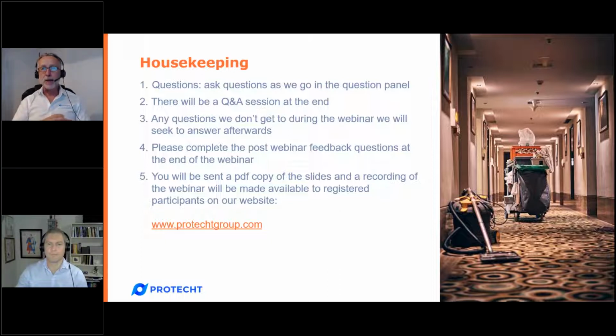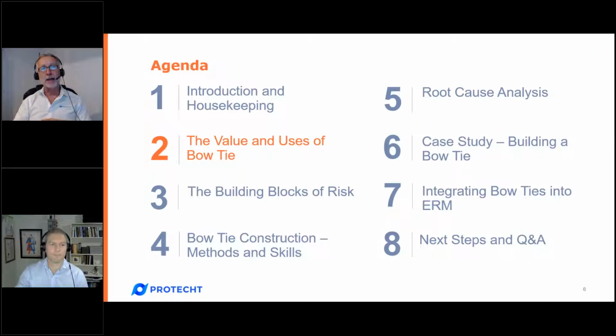So that's the housekeeping out of the way, we can get into the body of the presentation, or the beginning part of the art class. And I always think that anything to do with risk management, we need to be asking really four questions: why, what, how, and who. This first bit is the why. The building blocks is the what, the construction is the how, and then as part of the use cases, we'll talk about who ideally is using bow tie analysis across the organization.